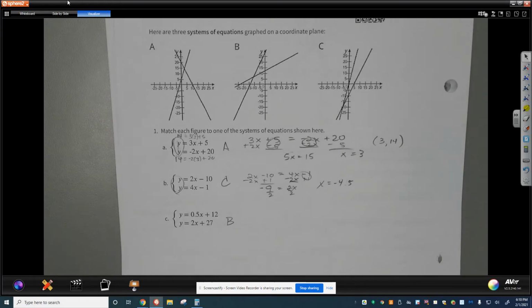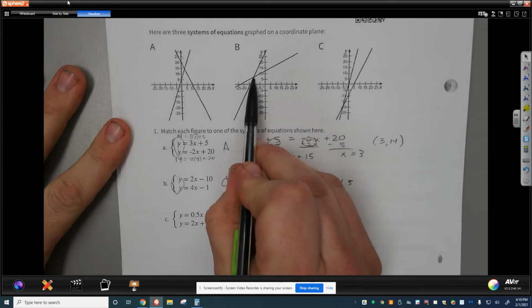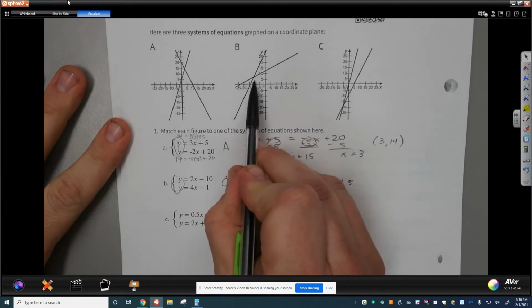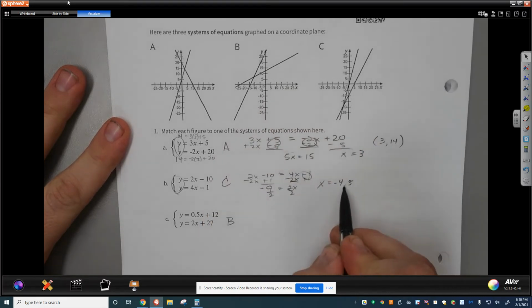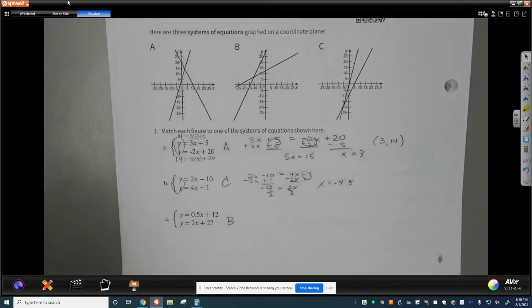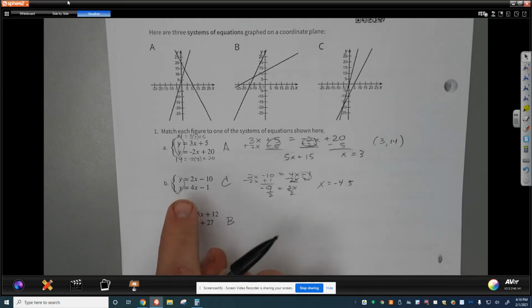And simply based on that piece, now I can look at these other graphs. This one, the intersection right here, the x is going to be more like negative 11, negative 12. Whereas this one, the x is more reasonable to believe that it's negative 4.5. And then I can solve for y by substituting that x.